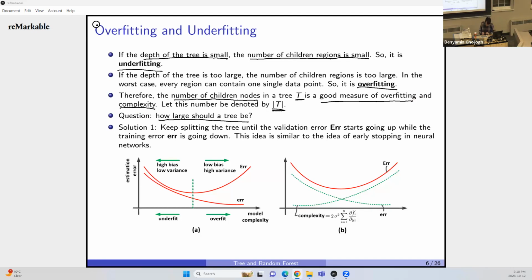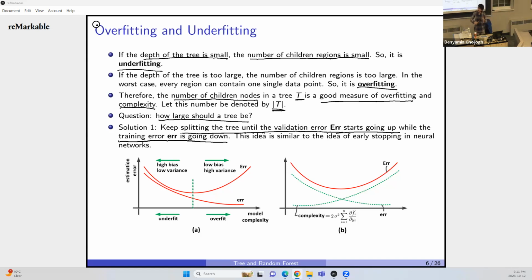keep splitting the tree until the validation error starts going up while the training error is going down. So I can have training data, test data, validation data, right? For whatever tree, I can grow the tree. At every depth of the tree, I can calculate the validation error. Initially, the validation error is large. It decreases because I'm having more partitions. But after a while, what happens? The validation error goes up. Do you know why? Because I only made partitions according to the training data.